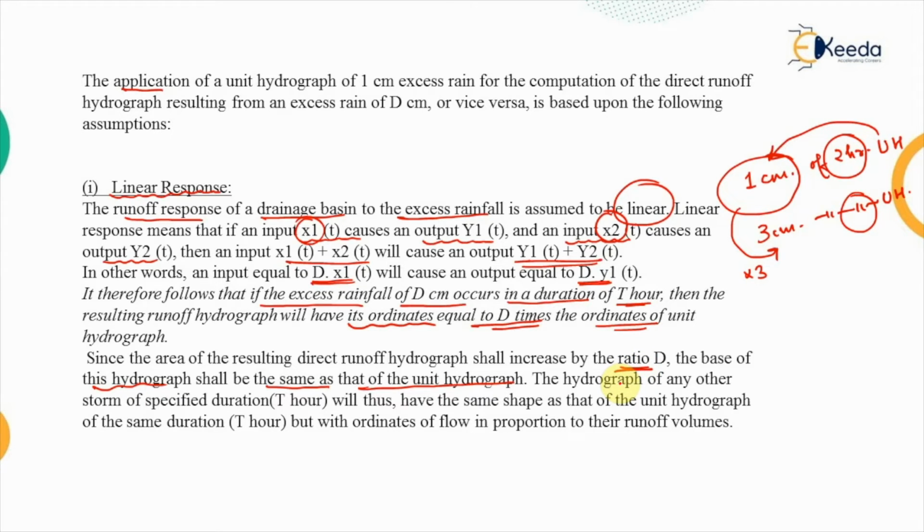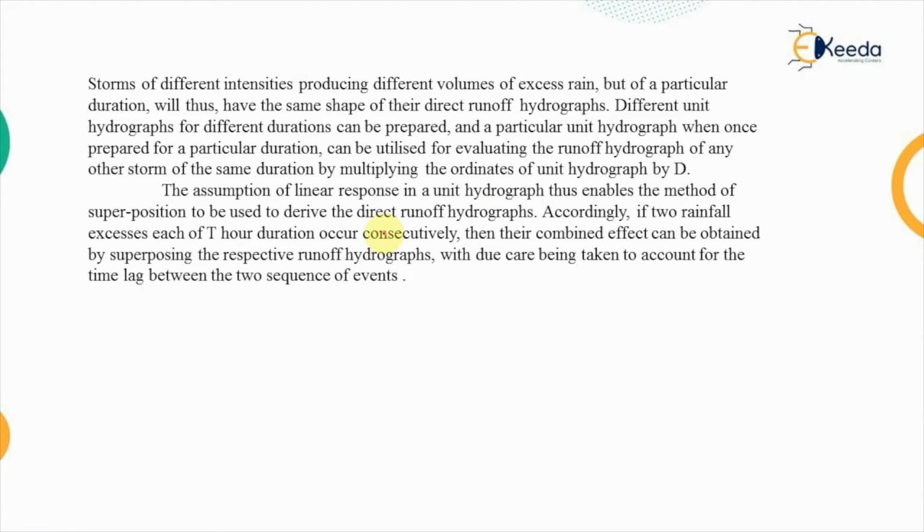So a hydrograph of any other shape of the specified duration can be obtained from the unit hydrograph of the same duration, with the ordinates changed in proportion to their runoff volumes. Now what does it mean? It means that the principle of superposition can be effectively used if we require n centimeter depth of excess rainfall, by using the unit hydrograph of the same catchment area.